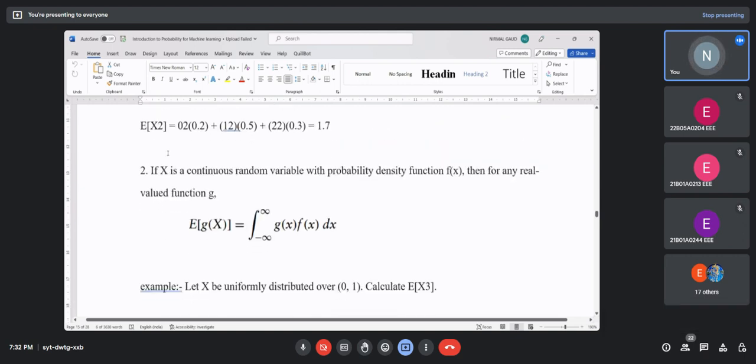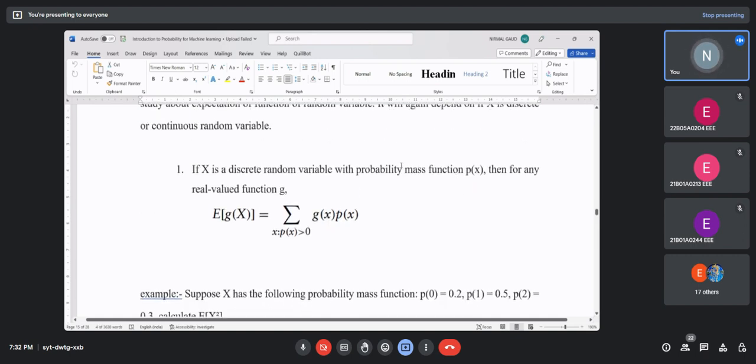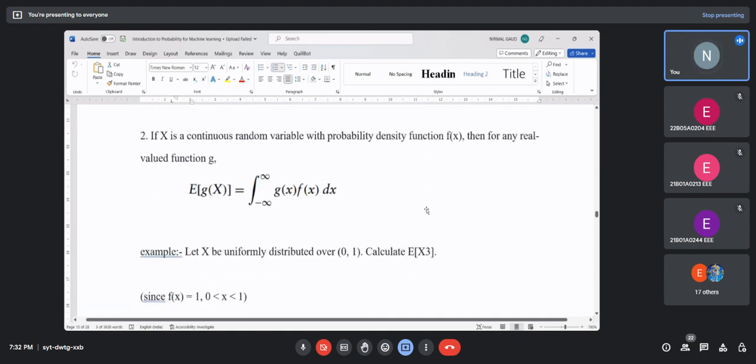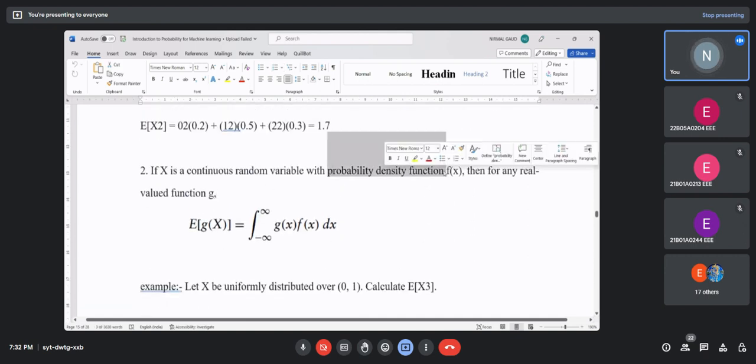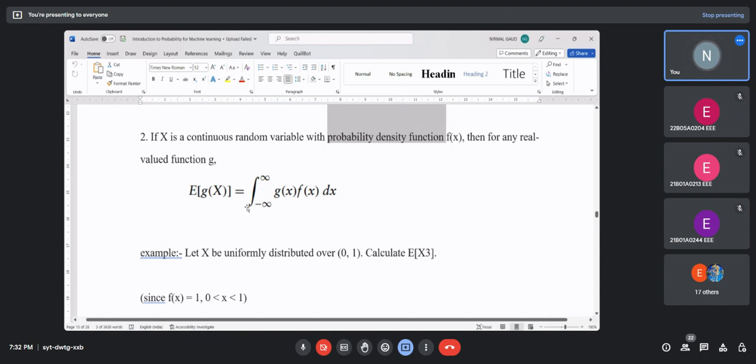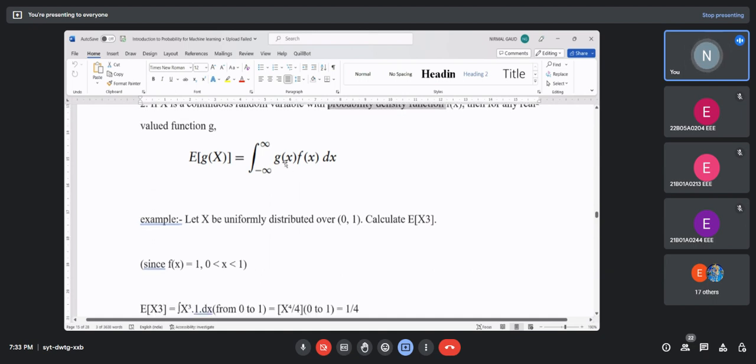Now if I talk about a continuous random variable, obviously with probability density: in the case of discrete, I have probability mass, and in the case of continuous, I have probability density. Here is the formula: previously I was taking x into f(x) dx, integration from minus infinity to plus infinity. Now I'm taking g(x) into f(x) dx, integration from minus infinity to plus infinity. Instead of x only, I put g(x).